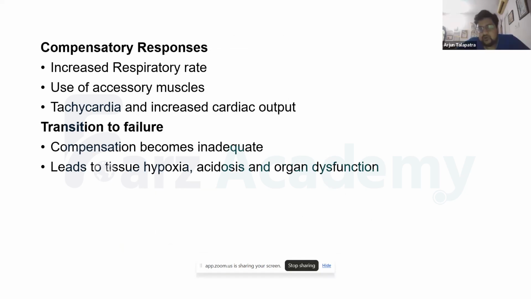So what does the body do to compensate? It obviously tries to increase the respiratory rate and in turn increase the minute ventilation. The patient tries to use their accessory muscles, right? So that becomes a sign of respiratory fatigue. And tachycardia and increased cardiac output are also compensatory responses. When do you know the patient is transitioning to failure? Basically, when they're tiring out, their compensatory responses are becoming inadequate. This can lead to the vicious cycle of hypoxia, acidosis, and organ dysfunction. So we must recognize this and treat it at the earliest.